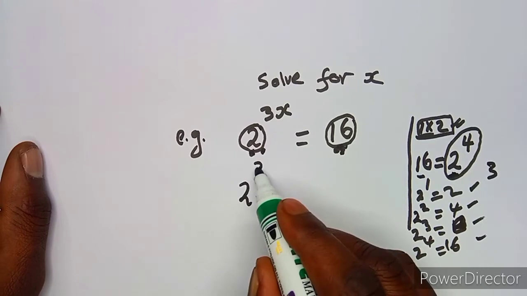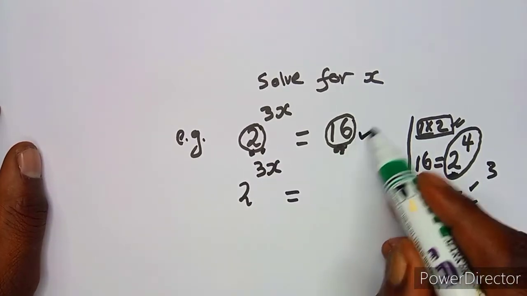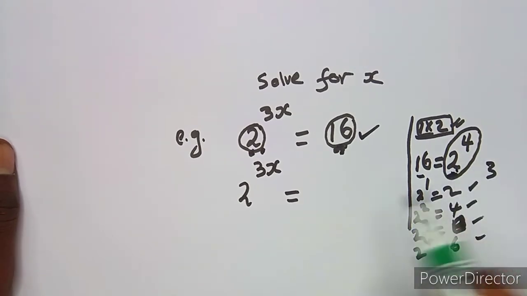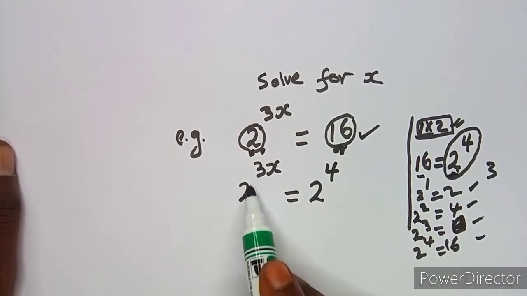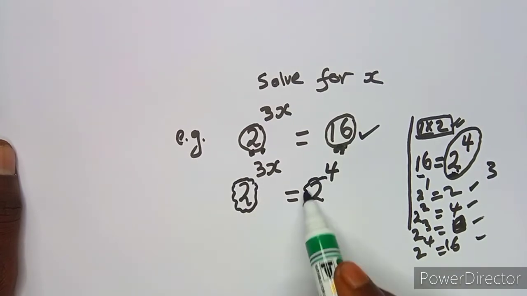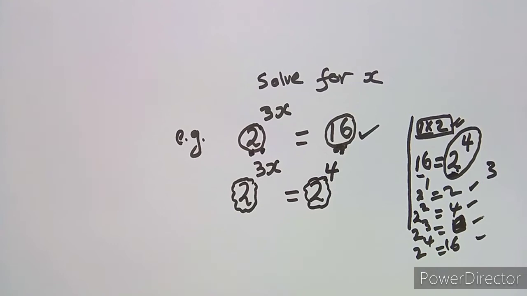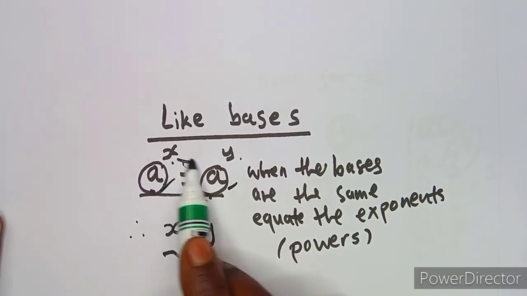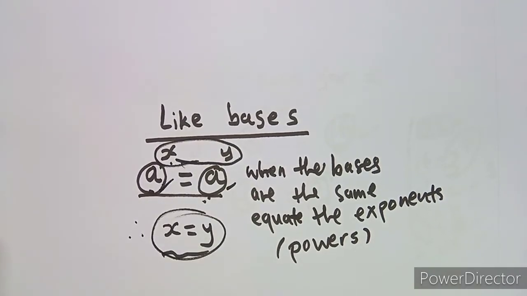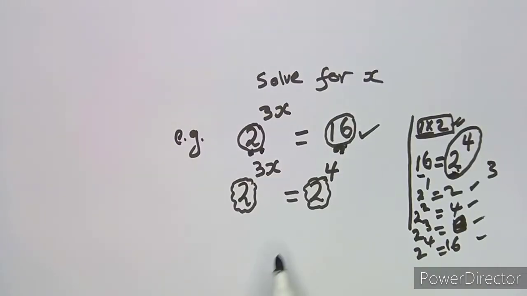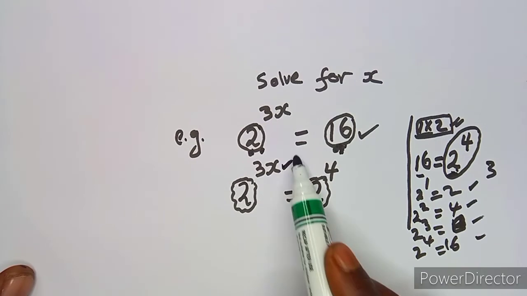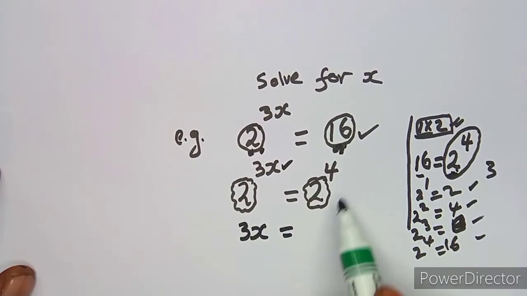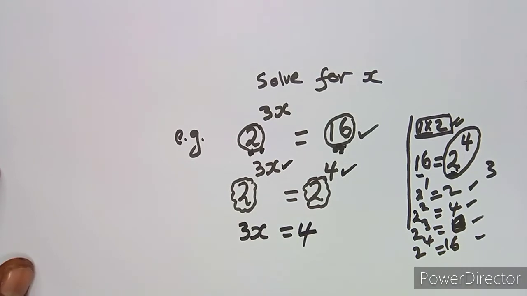So 2 to the exponent of 3x is equal to 16. You say it is 2 to the exponent of 4, like this. As we can see, we have written these two numbers in the same base, which is the base of 2. So I'm going to apply the law we said: when the bases are the same, I am going to equate the exponents. Which are your exponents? 3x is equal to 4. So you equate these exponents like that.